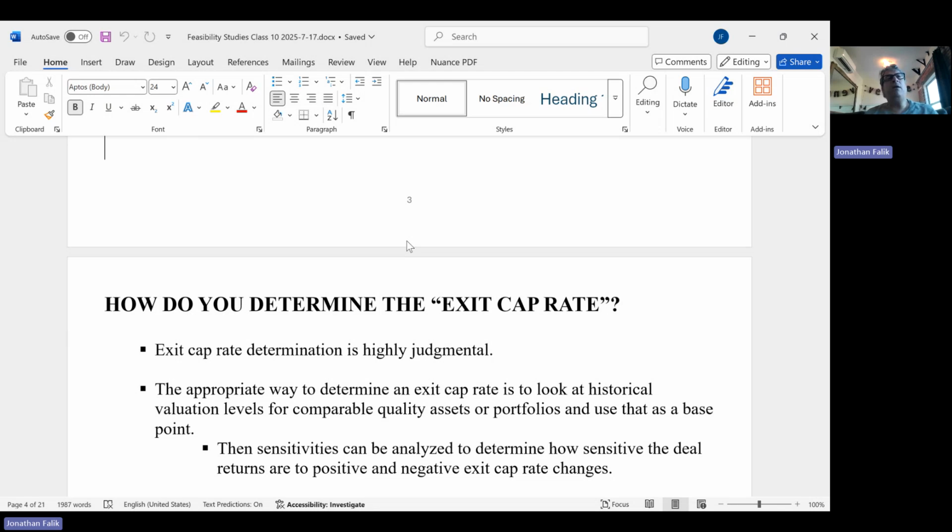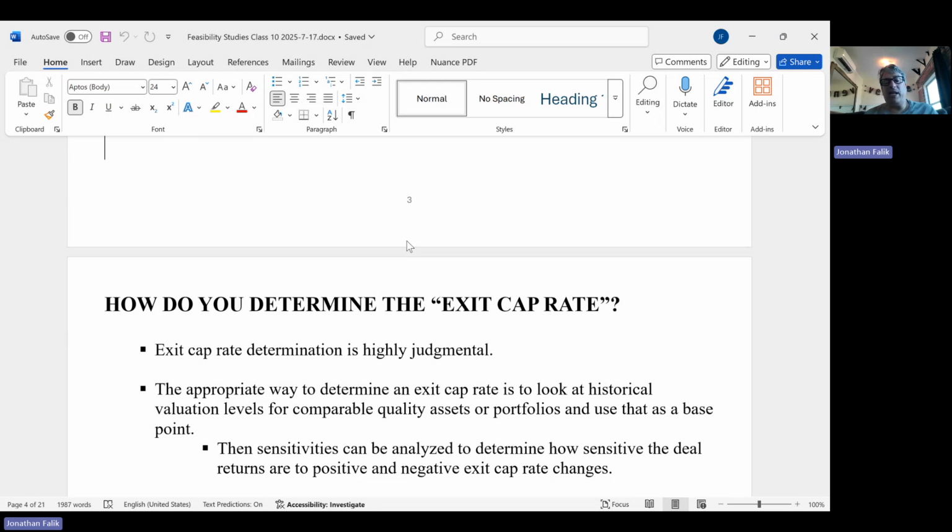So how do we know if historical cap rates make sense? Well, history is one of the best estimates of where things will be in the future. So that's a good starting point. But then we run sensitivity analyses, right? We can use data tables and sensitivity tables in Excel to determine what the deal returns would look like and what the values would look like if the cap rate was a little bit higher or a little bit lower.